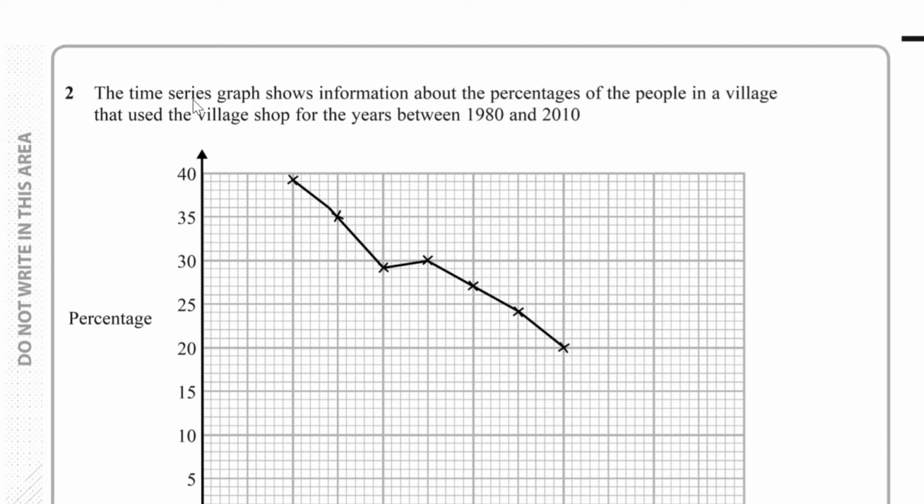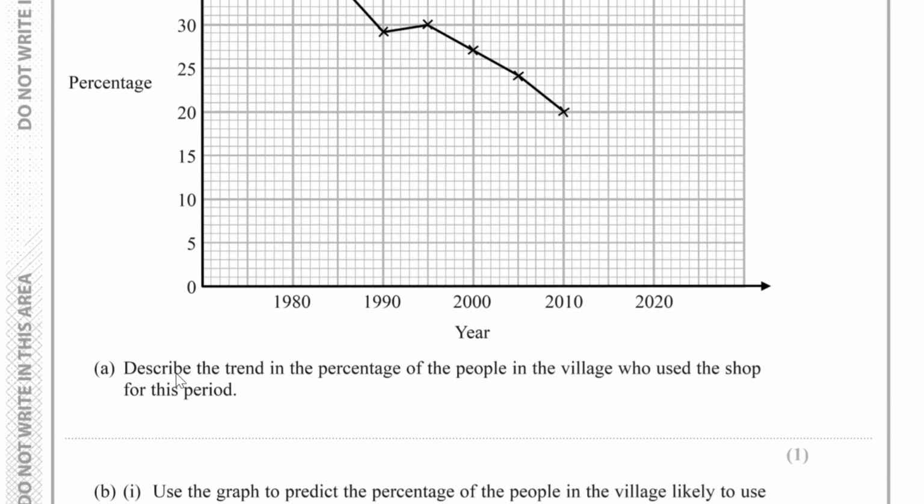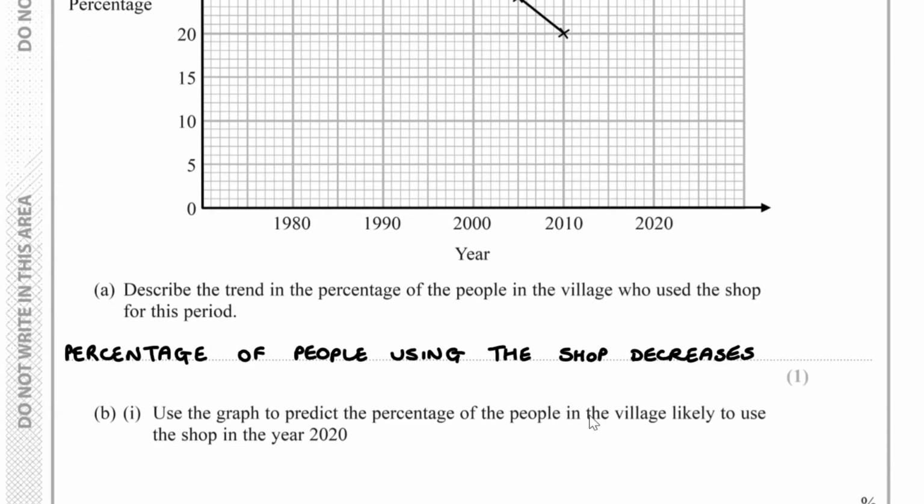Question 2. The time series graph shows information about the percentages of the people in a village that used the village shop for the 10 years between 1980 and 2010. And that's what we see here. For part A, we have to describe the trend in the percentage of the people in the village who used the shop for this period. Well, you can see overall the trend is decreasing. So let's write this down. The percentage of people using the shop decreases.